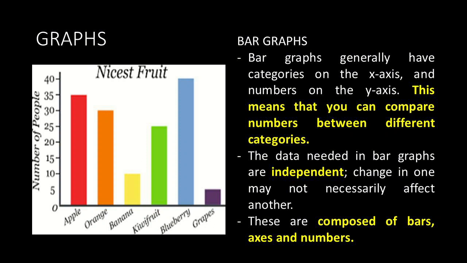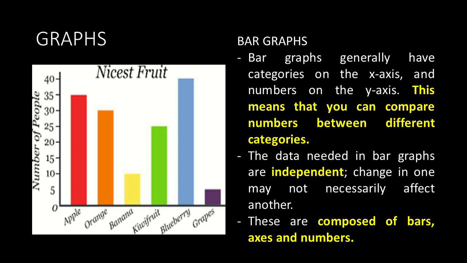If you can see in the example, we have one general group, which would be the nicest fruit, and the x-axis contains the different categories or components. We have apples, oranges, bananas, kiwi fruit, blueberry, and grapes. And to the y-axis, we have assigned the numerical scale, 5 until 40.